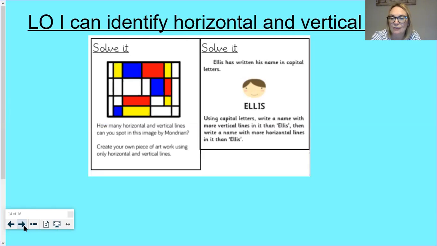And the other solve it, if you have time and you're up for the challenge, says Ellis has written his name in capital letters. Using capital letters, write a name with more vertical lines in it than Ellis. Okay, and then write a name with more horizontal lines in it than Ellis. You practised doing that earlier with your own name. So there's a challenge for you there as well.